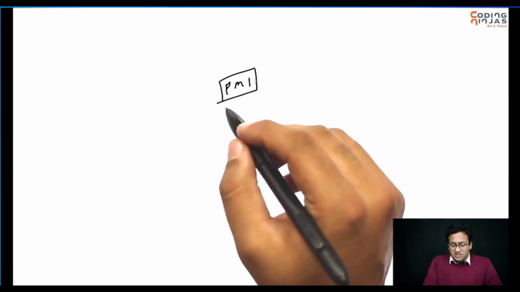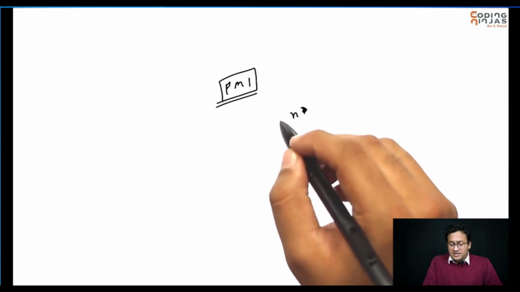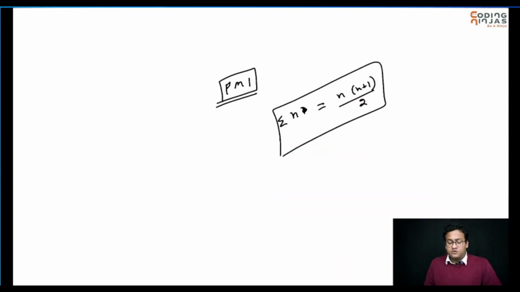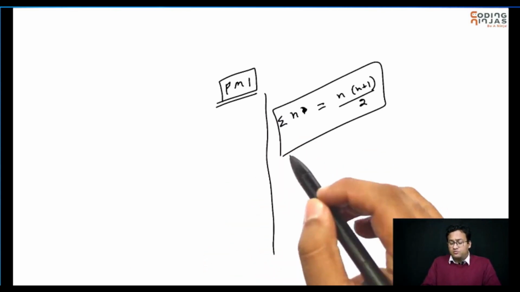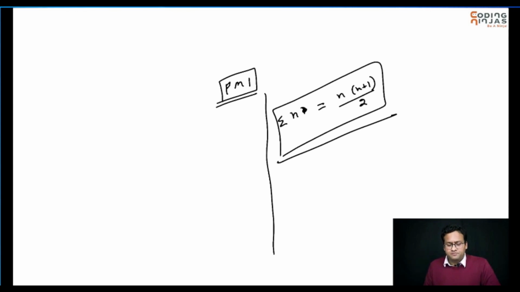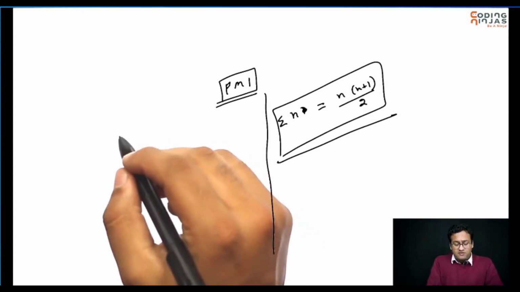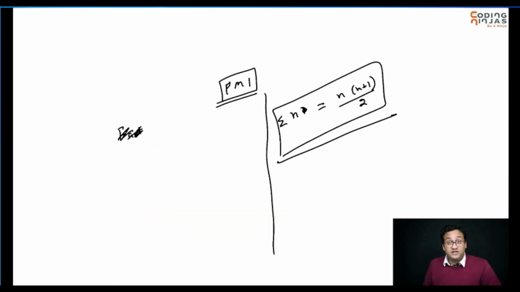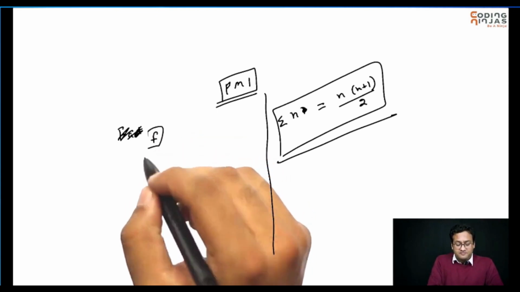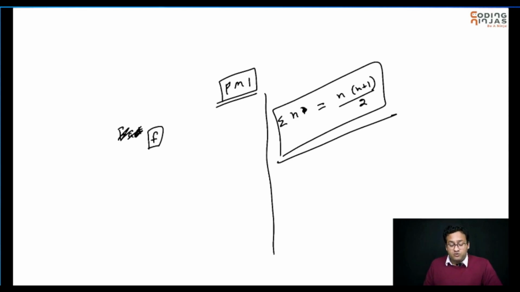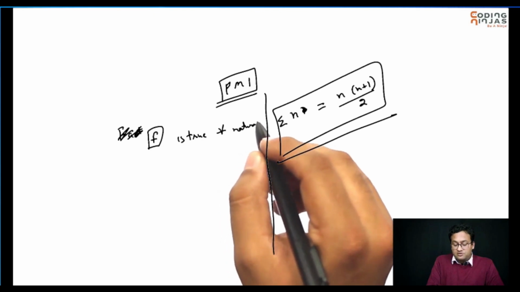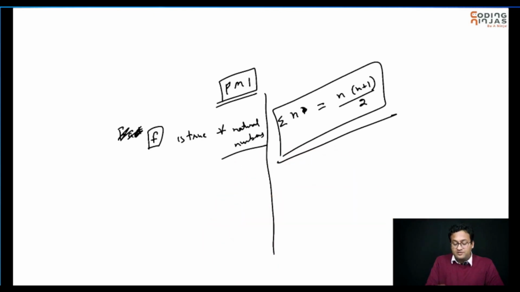For example, if I want to use PMI to prove that the sum of first n natural numbers is equal to this formula, I can use PMI to prove this. What exactly is PMI? And we'll see in parallel how to prove this particular statement. PMI basically says, if I want to prove a fact, let me not call it fact because it will be confusing with factorial. Let's say I want to prove a statement f. I want to prove that f is true for all natural numbers.